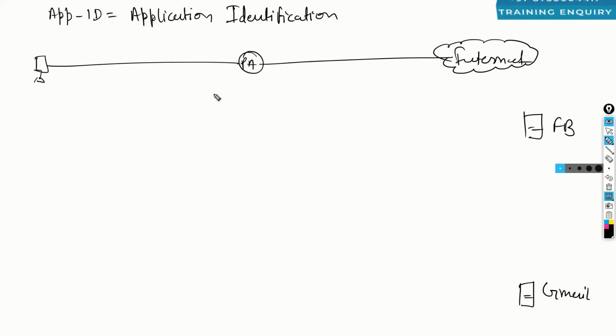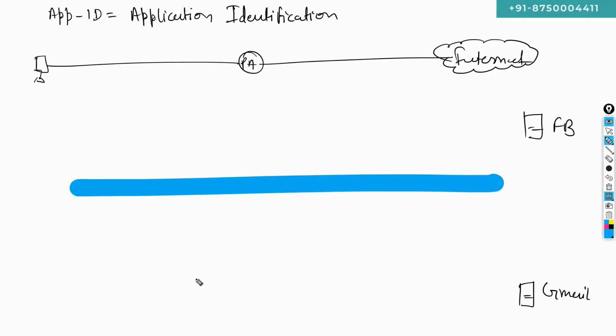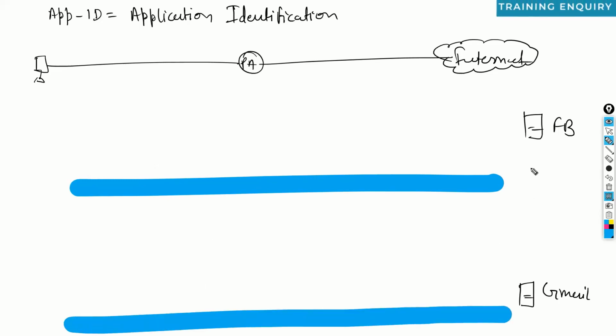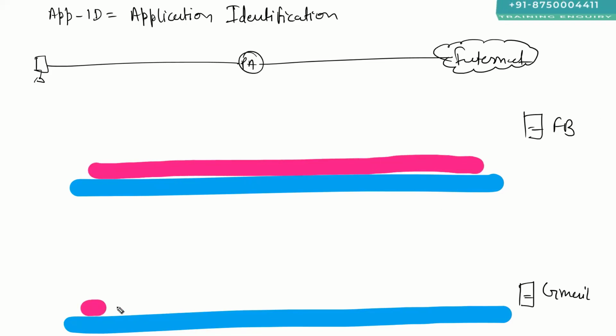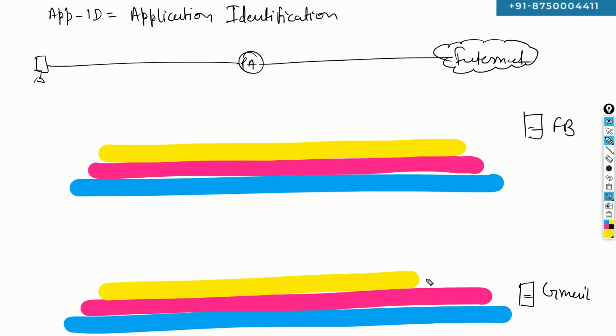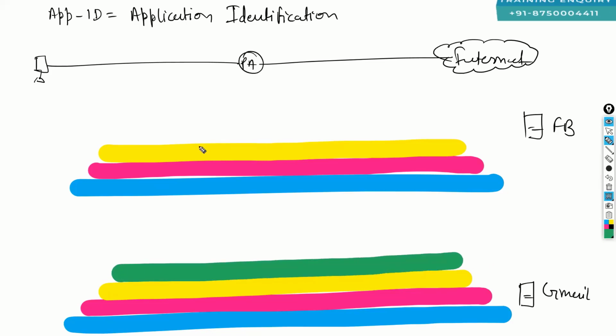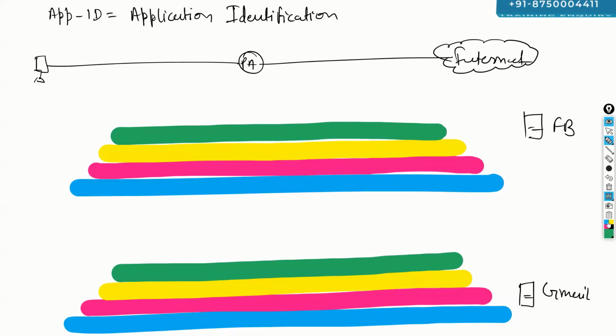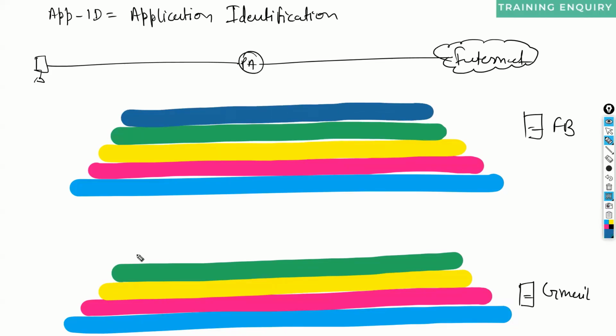Now, what will the client do? The client will hit the server and establish a session with the server. First, the client will establish a session with Gmail and Facebook. Then there will be another session under that session, and there can be different sessions during that communication. Now you will ask, what is this? First of all, let me draw it. Then it will be easy for us to understand.